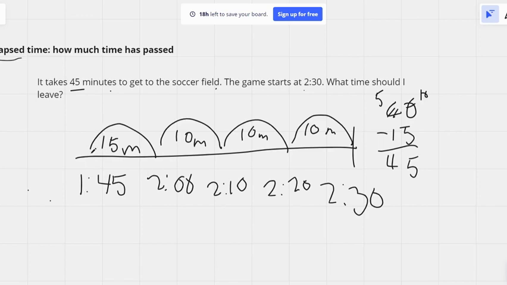So now I'm just going to check to make sure that makes sense. So if I have 1:45 plus 15 minutes, so 45, 50, 55, and then 2 o'clock. So that makes sense. If I go back and it doesn't make sense, then I know I need to check myself. So let's see. So 15, 25, 35, 45. So far I went backwards 45 minutes. That's what I needed to do. And there is my answer. I need to leave at 1:45.